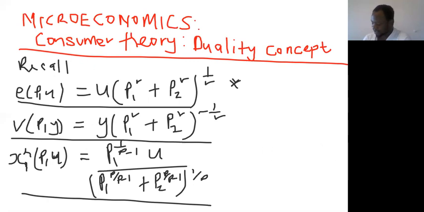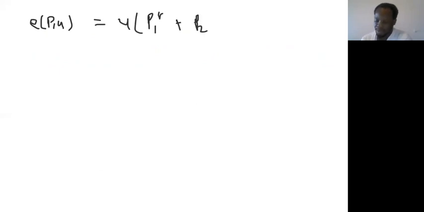And the same thing applies when you have the expenditure function: you should be able to derive your utility function. So let's start again with that one. Let's say we have the expenditure function E(P, U), which equals, let me write it, U times (P1^R plus P2^R) to the power 1 over R. Great. So this is our expenditure function.